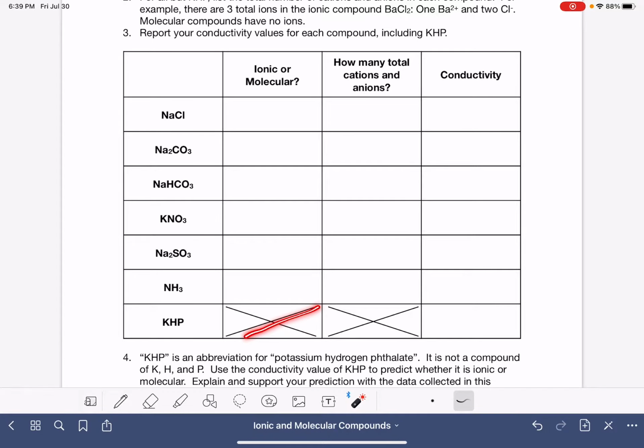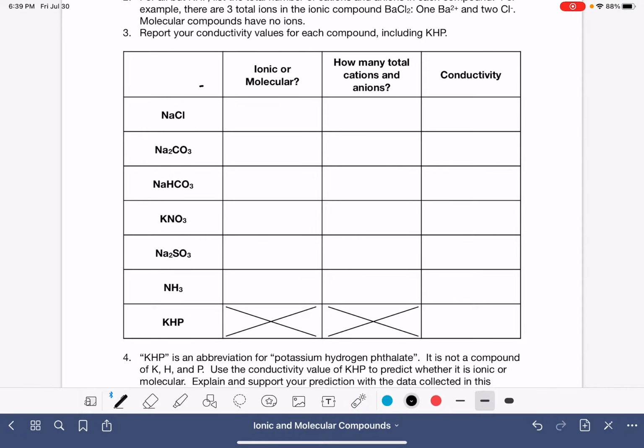And notice that KHP has been crossed off down here because you're not going to be filling this information out for KHP. So just for these compounds up here, your first thing is to classify whether it's ionic or molecular. This is not a yes or no question. Don't say yes here. They're all either ionic or molecular. It's asking you to categorize, is it ionic or is it molecular?